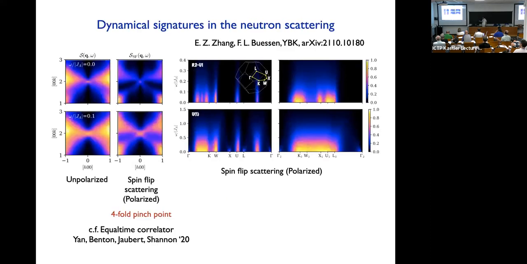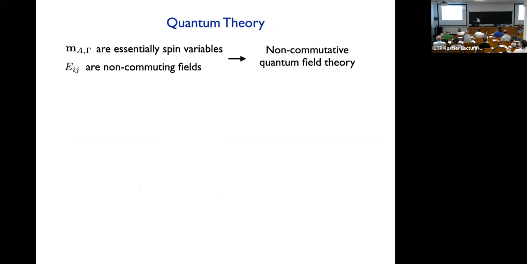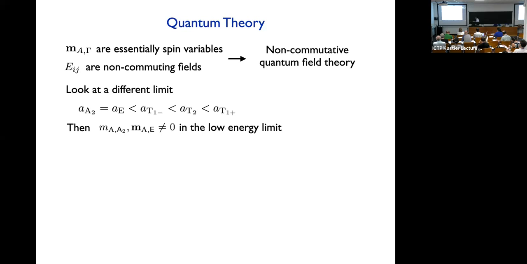Now, maybe I will skip this. Okay, so in order to go from the classical model to the quantum model, you have to work much harder, and you immediately encounter a lot of difficulties when you try to do so. The reason is that these electric fields that I introduced are actually spins. They are not commuting variables, right? So it has all the difficulties of dealing with spin Hamiltonians. If you try to quantize this theory directly, then it just immediately becomes a non-commutative field theory, and I don't know how to solve that. So that's why it's not easy to solve this model.